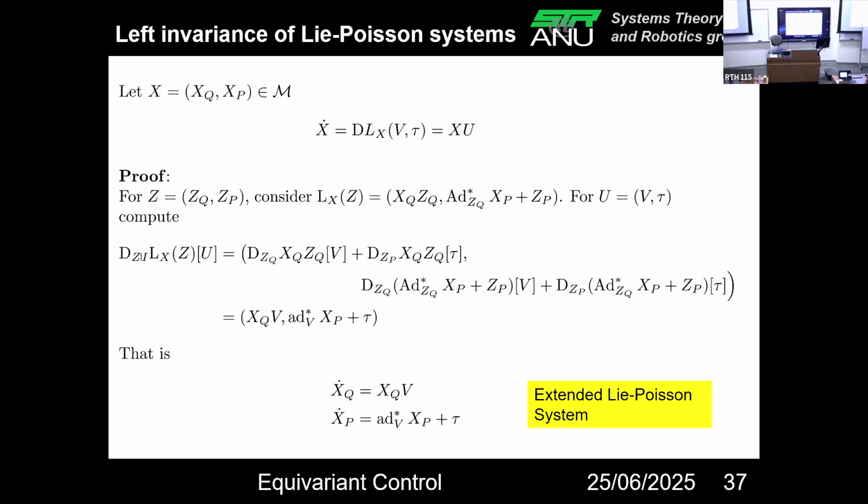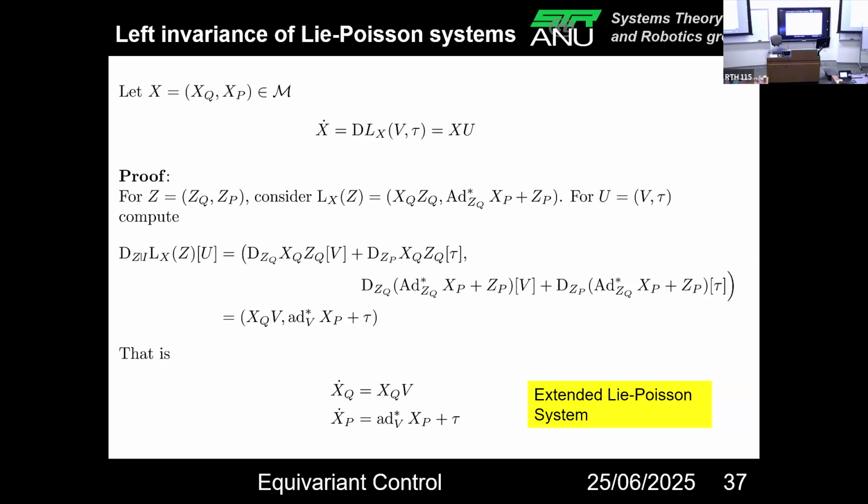So x is x_q, x_p, the q part and the p part. z is z_q, z_p, the q part and the p part. And so left multiplication of z, right? The first part is the direct product, x_q, z_q. The second part was this weirdo sort of direct product thing that I had, okay? And then I want to take the derivative of L_x with respect to z, so I'm differentiating the z bit, evaluating at the identity in the direction u, and u is v, tau, okay?